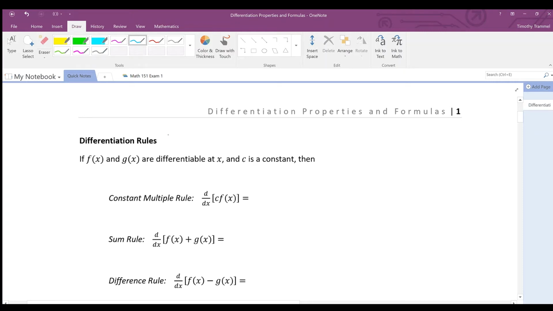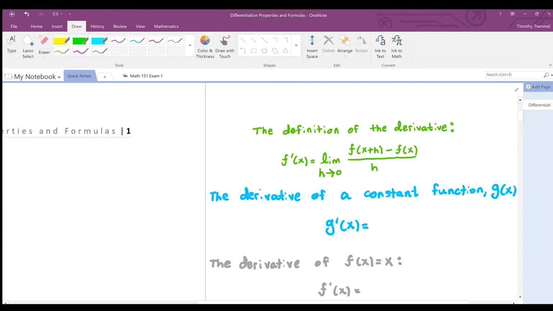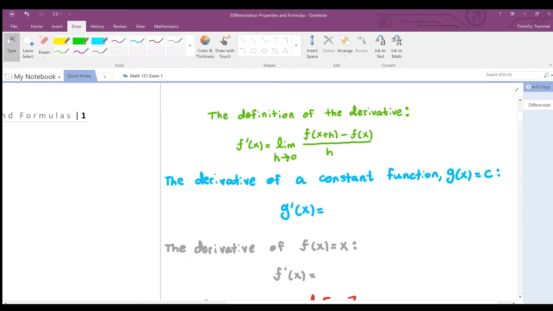Before we start filling this out, I want us to talk about where we're headed this week. We're headed away from using the definition of the derivative to using some shortcuts that come from the definition of the derivative. And by shortcuts, I mean we're going to have some formulas and properties of derivatives that are going to make our lives a lot easier.